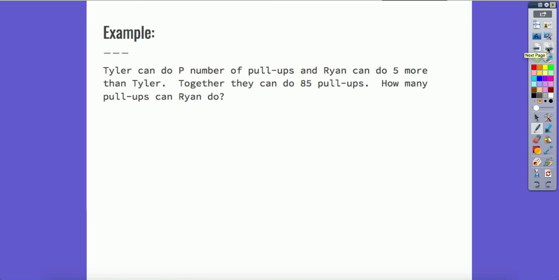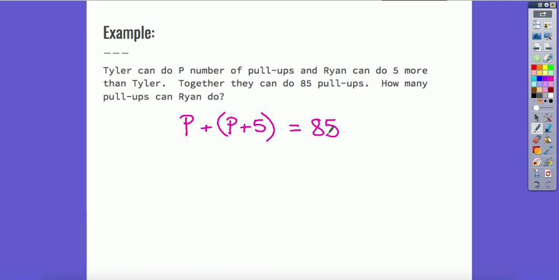So here's an example here of a word problem. Tyler can do P number of pull-ups and Ryan can do 5 more than Tyler. Together they can do 85 pull-ups. How many pull-ups can Ryan do? So let's kind of take a look at this. If Tyler can do P amount, okay, and Ryan can do 5 more than him, I've got the amount that Tyler can do, I've got the amount that Ryan can do, and total it said together they can do 85.